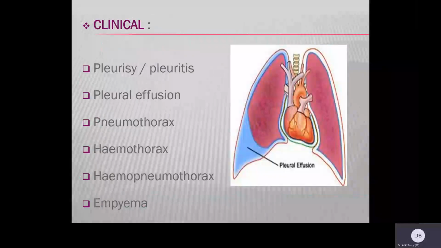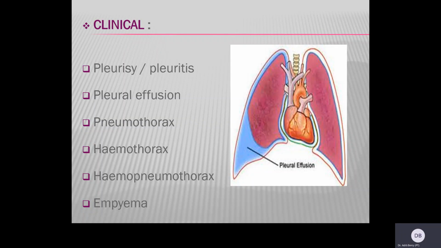Pulmonary plexus. Now, clinical part, these are the conditions that you all need to know about. Pleurisy, pleuritis, that is the inflammation of the pleura. Pleural effusion, as we all know, it is the excessive collection of pleural fluid in the pleural space. Pneumothorax, as the name suggests, is going to be collection of air in the pleural cavity.